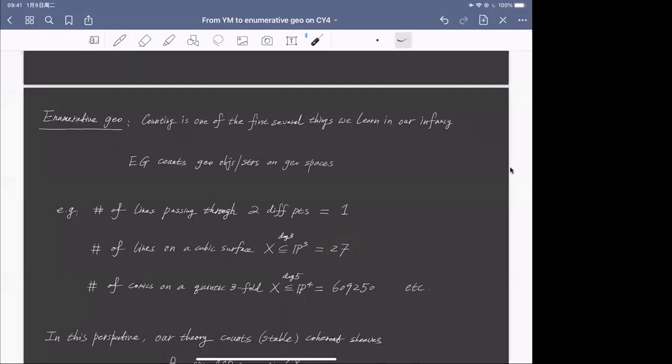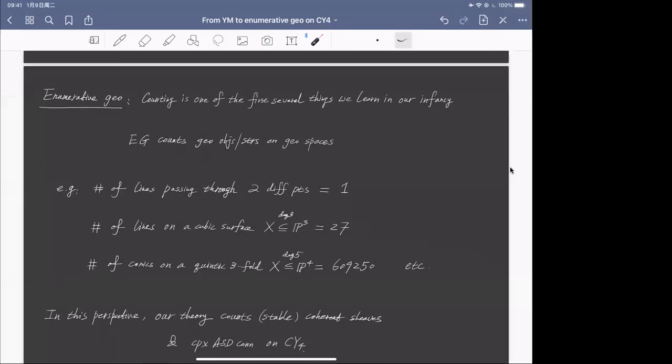There are also some famous stories in algebraic geometry. Another example is the number of conics, which are degree 2 curves in P4, sitting in X. X is a quintic threefold here. You know this is famous in string theory because it is a Calabi-Yau threefold. The number of conics here is a very big number.